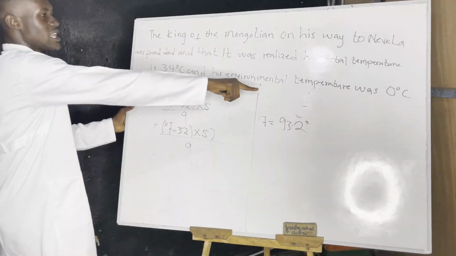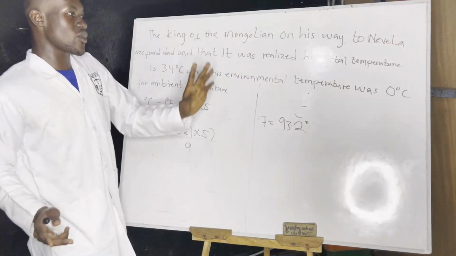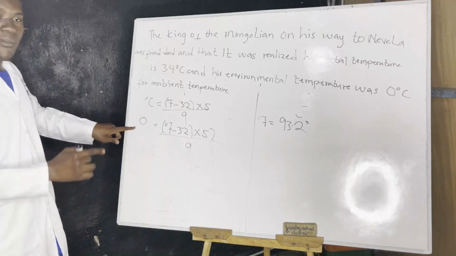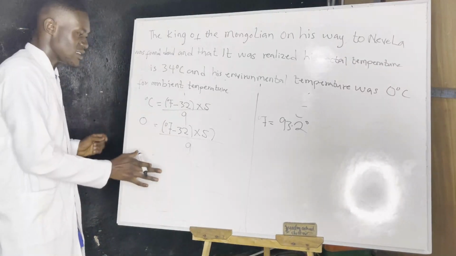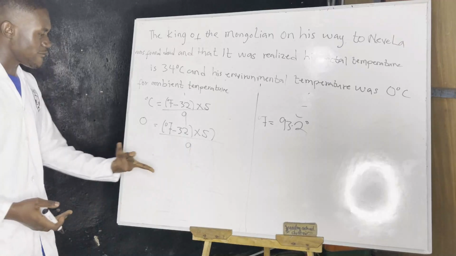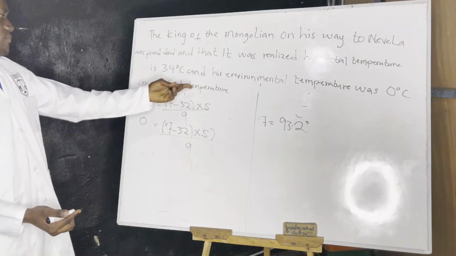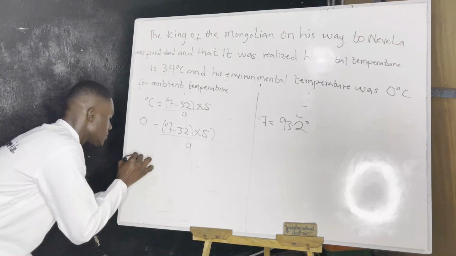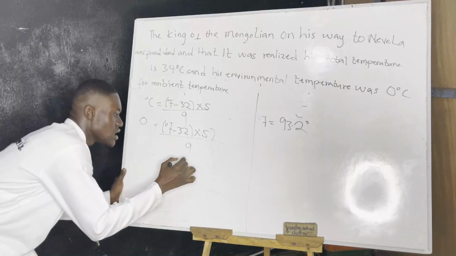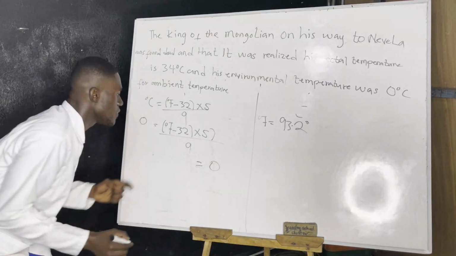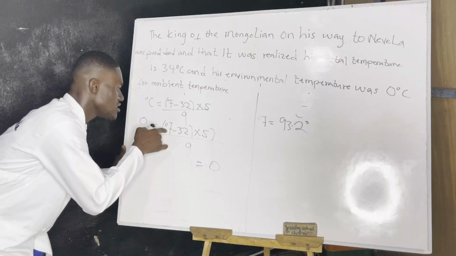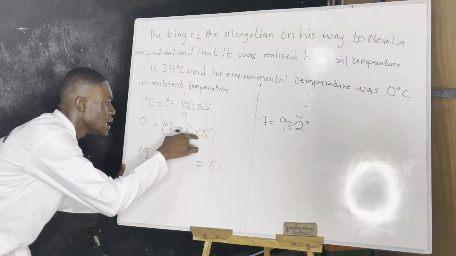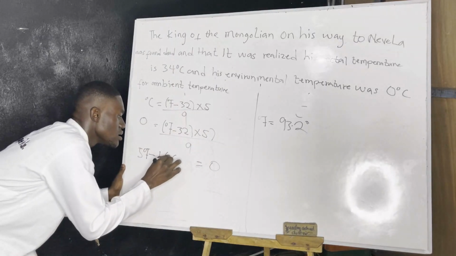Since the degrees Celsius is 0, we put 0 here. So if here is 0, automatically 9 times, any number times 0 is 0. So this side, we don't get it, we just have to solve this one, put it equal to 0 and solve it and get the ambient temperature in Fahrenheit. So 5 times degrees Fahrenheit will be 5 degrees Fahrenheit, then minus 160 is equal to 0.